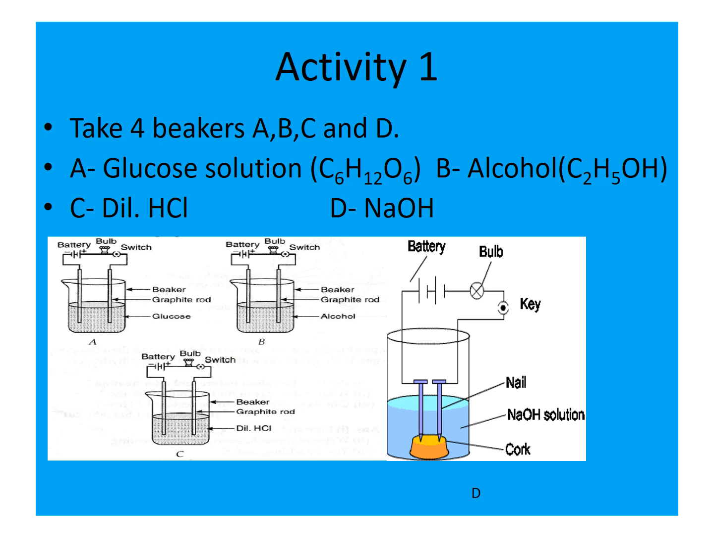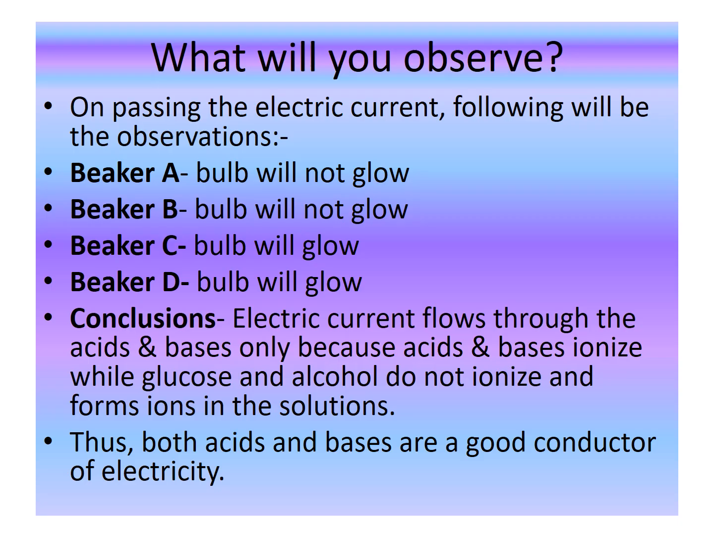If you see the apparatus setup, all these solutions are connected with the battery and a bulb. So now when the current is passed through all these 4 solutions, what will you observe? Will the bulb glow or not? Think over it for a moment. So have you guessed something? What will you observe on passing the electric current through all these 4 solutions? Do you think in all of them the bulb will glow?